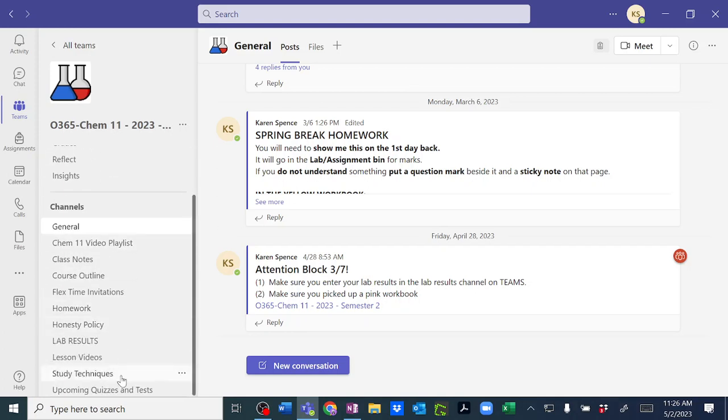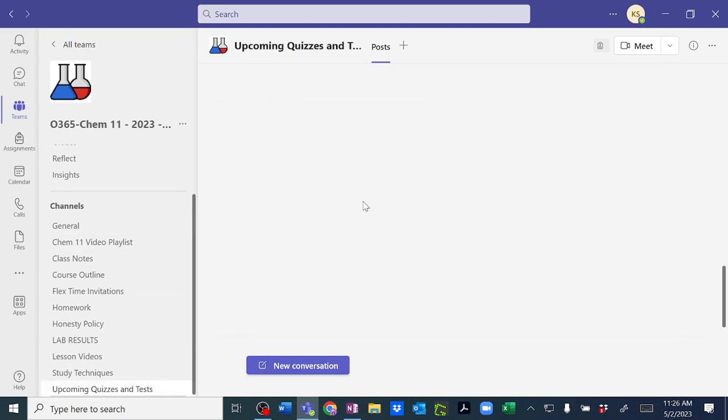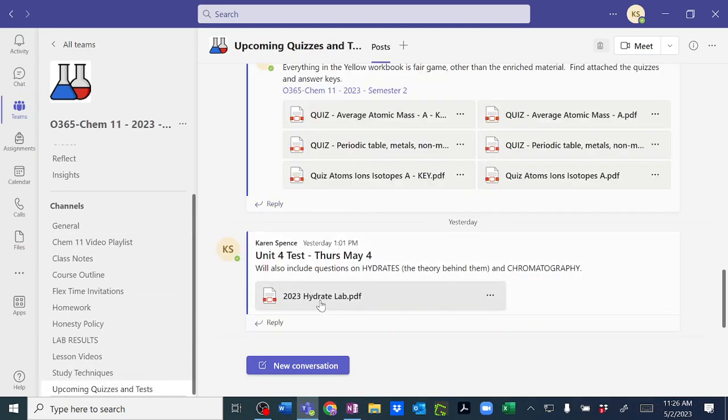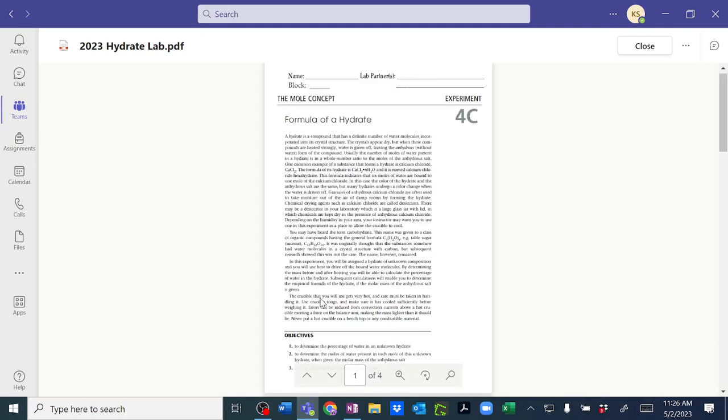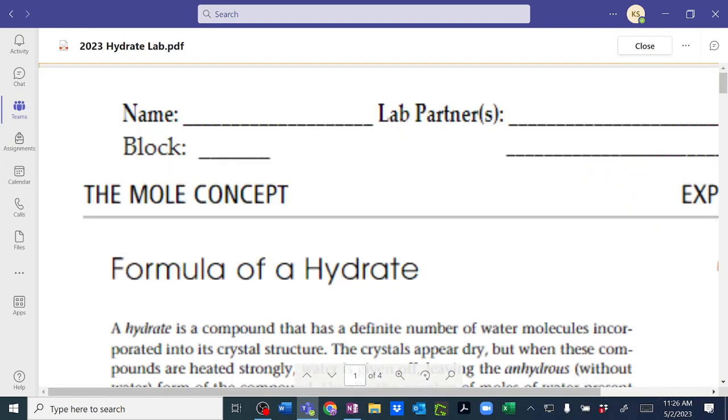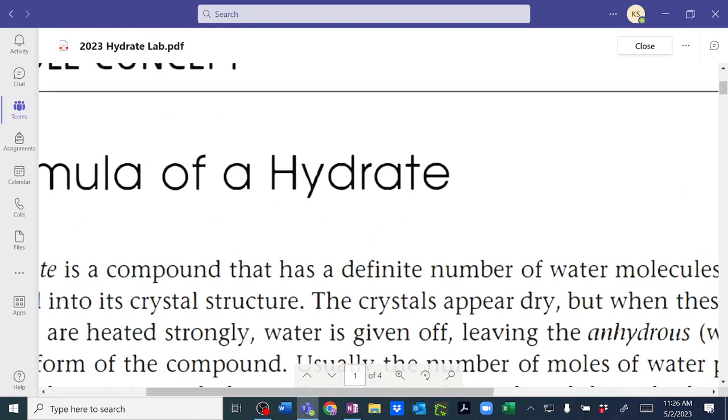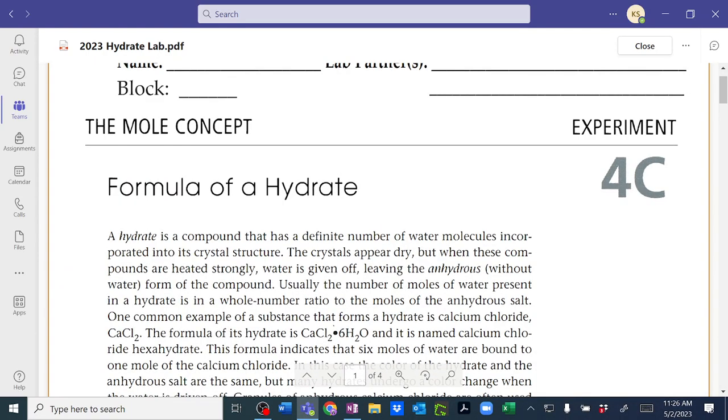And let's go to upcoming quizzes and tests. And there's the hydrate lab. If you open that up, the theory is on the first page. Anything that says mole, you don't need to know about at this point, but you should understand the general idea of the hydrate. The other place to look is in your green workbook, in the section on hydrates. What page is that? Page 87, in your green book.